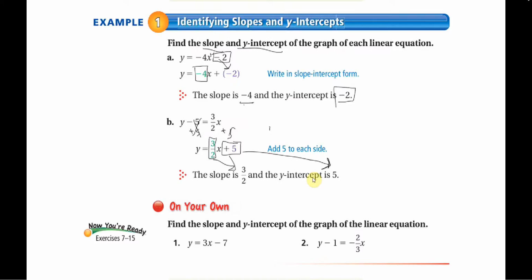Hint on number 2: make sure you add 1 to both sides and then get your slope and your y-intercept. Remember, y has to be by itself.